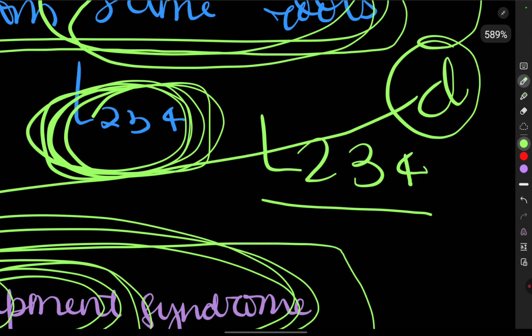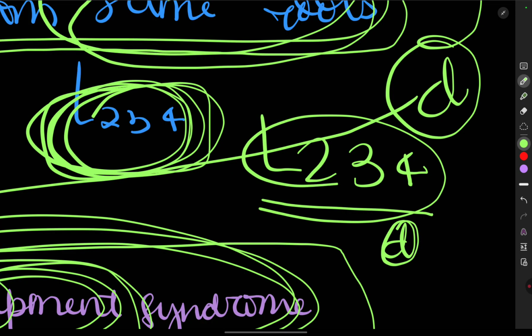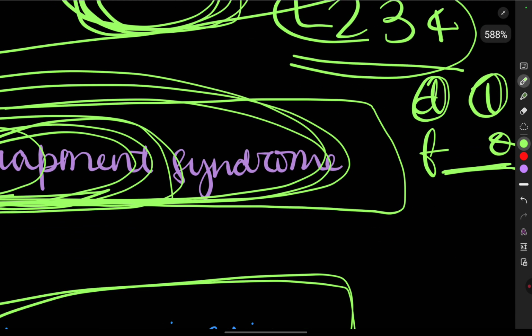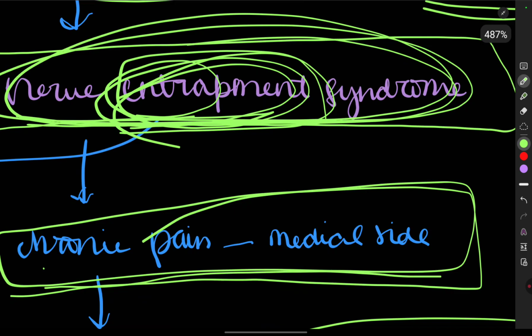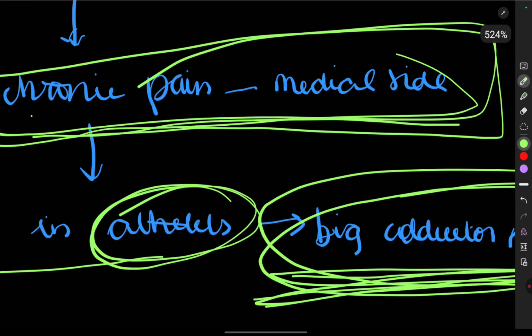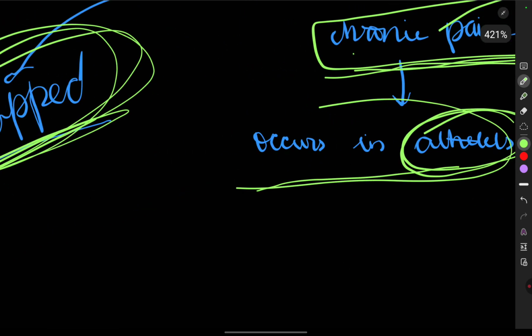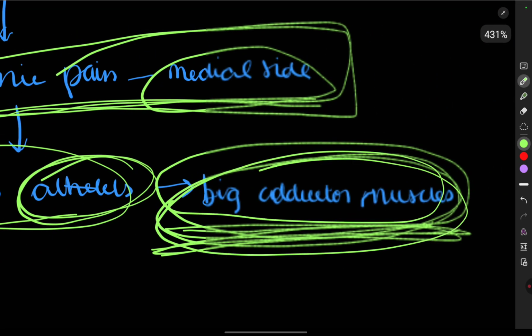From L2, L3, L4, on the ventral side we have the obturator nerve and on the dorsal side we have the femoral nerve. When both of these get involved and entrapped, nerve entrapment occurs. It is called nerve entrapment syndrome, and it causes chronic pain in the medial side of the thigh. It is mostly seen in athletes because they have bigger adductor muscles.